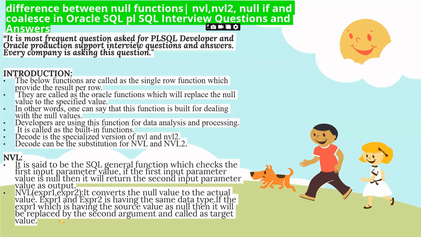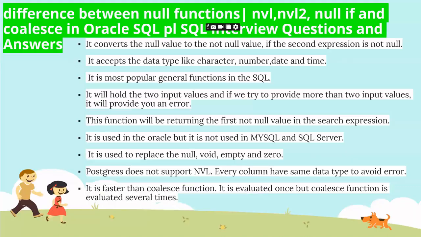Expression1 and expression2 have the same data type. If expression1, which is the source value, is null, then it is replaced by the second argument, called the target value. It converts the null value to a not null value if the second expression is not null. It accepts data types like character, number, date, and time. It is the most popular general function in SQL.